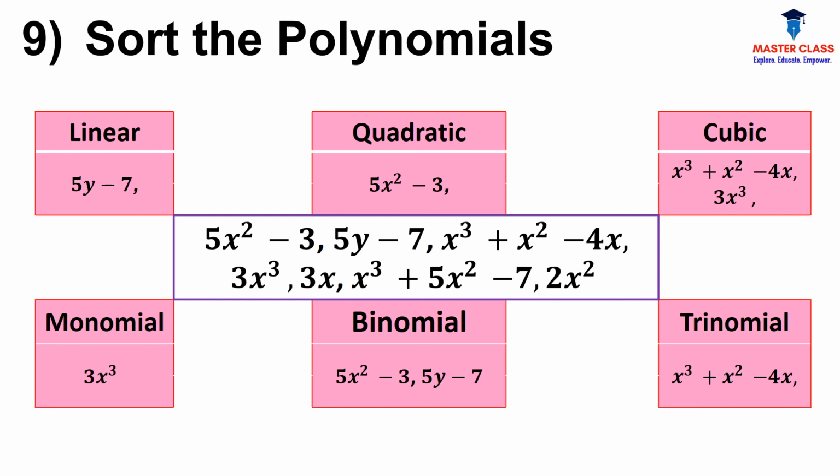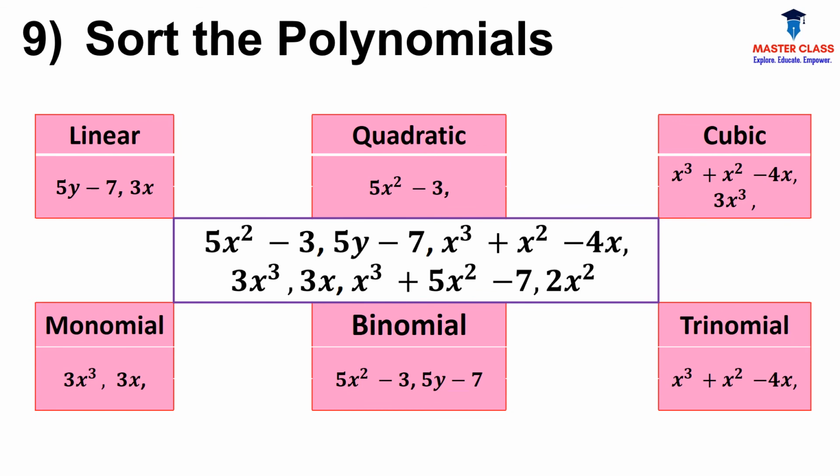The next polynomial is 3x. Since there is only one term in this polynomial, it is a monomial. The highest power is 1 and so it is a linear polynomial. Therefore, this polynomial 3x must be classified as a monomial as well as a linear polynomial.